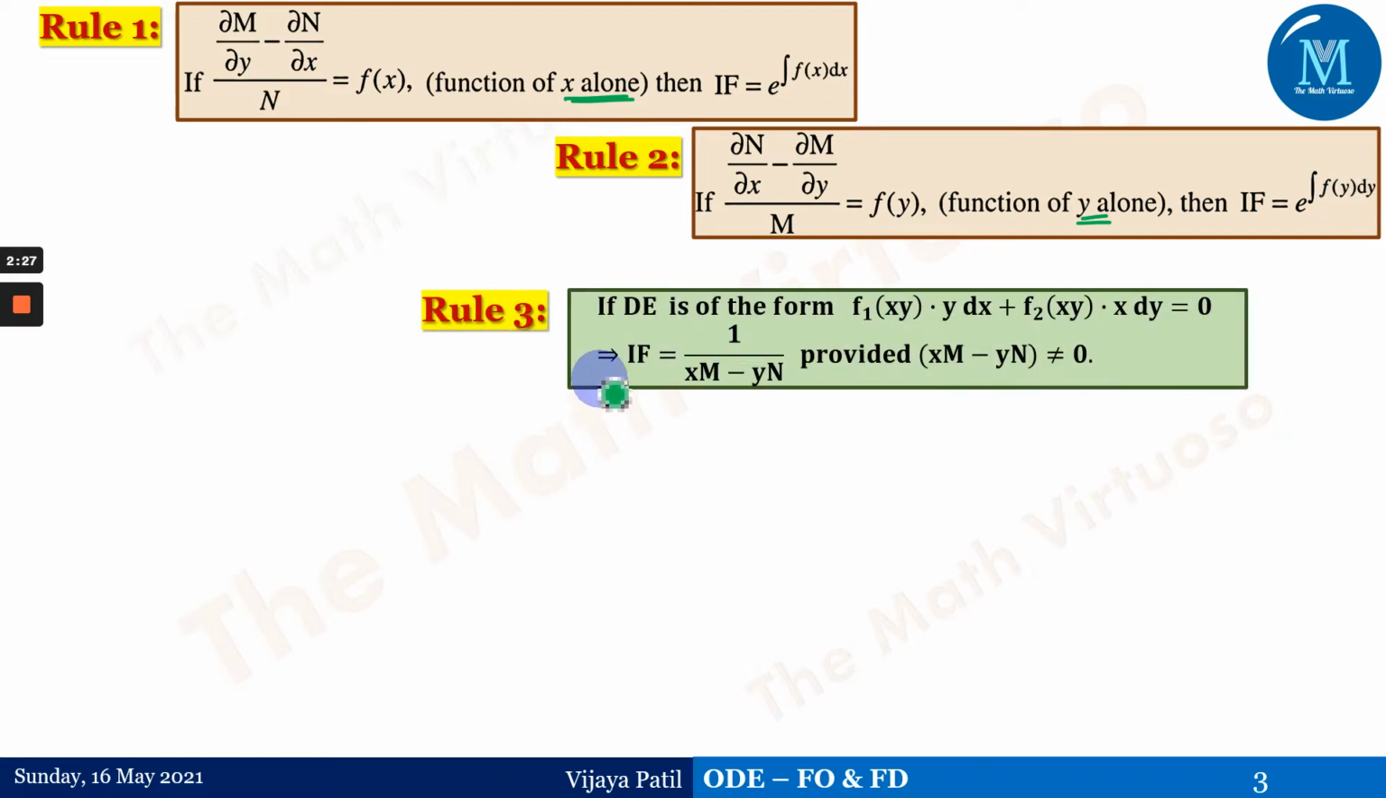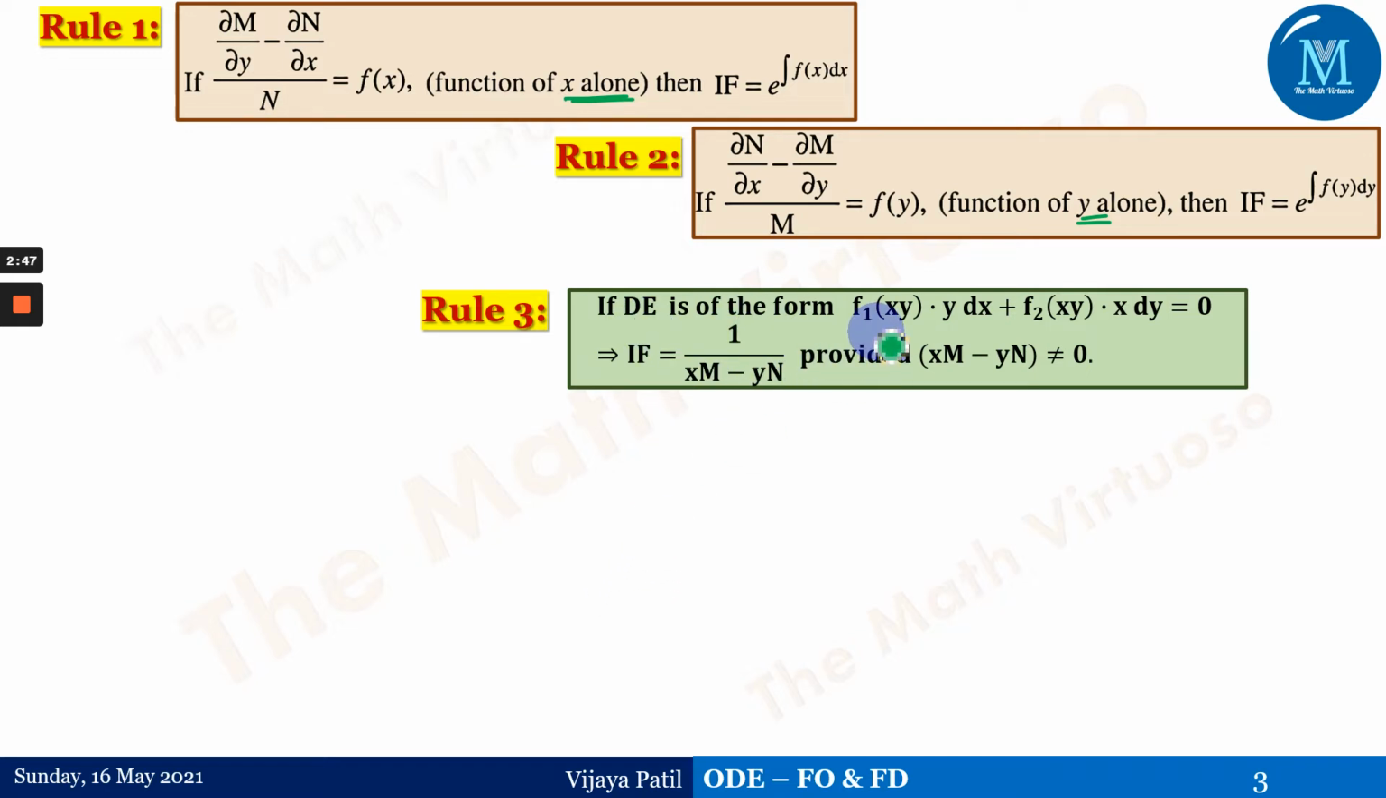Rule number 3 you can identify, but in this first and second, if you observe, I have given them almost the same color code. The reason is these two rules are exactly the same, only the difference is in identifying the integrating factor, which is almost the same. Rule number 3 and rule number 4 are different. That's the reason for the different color code.